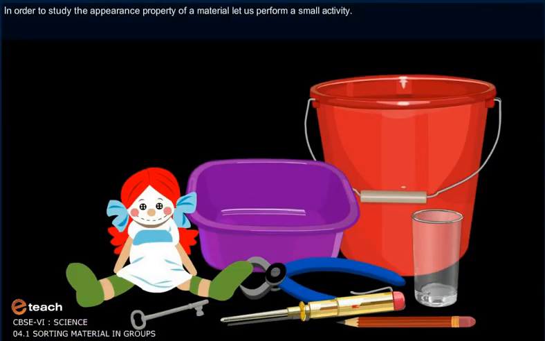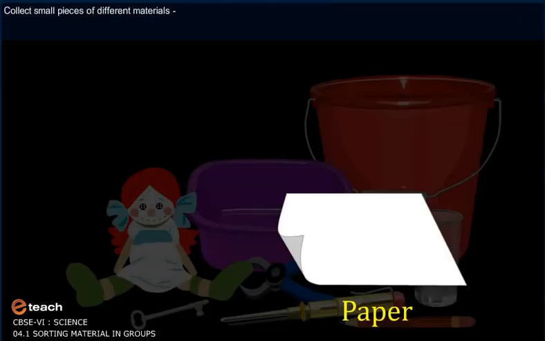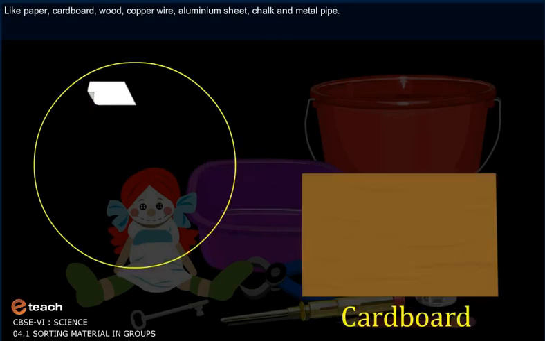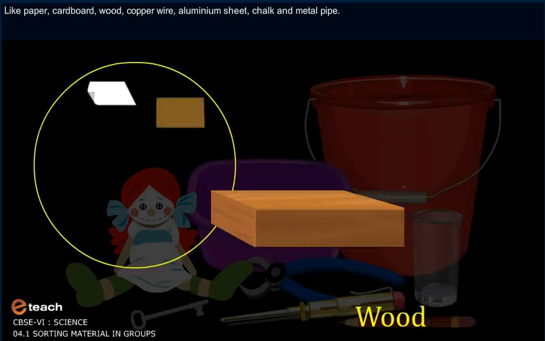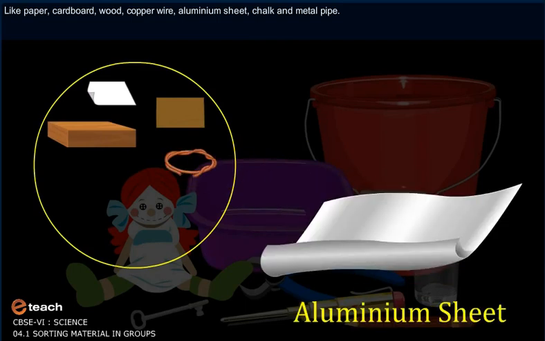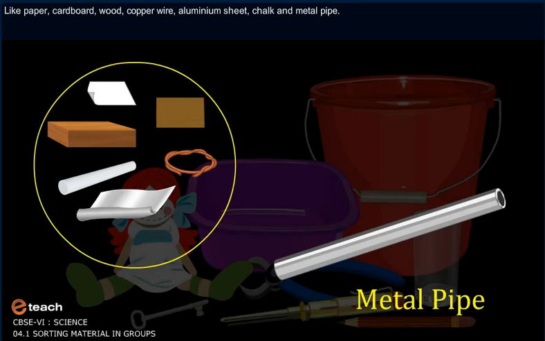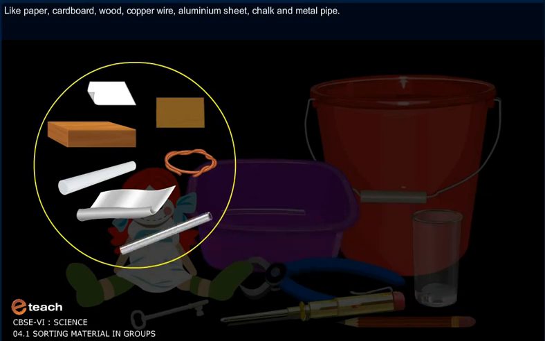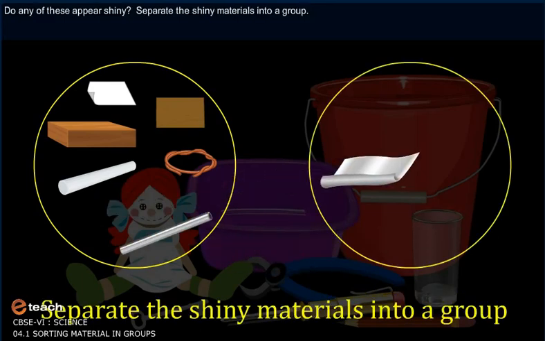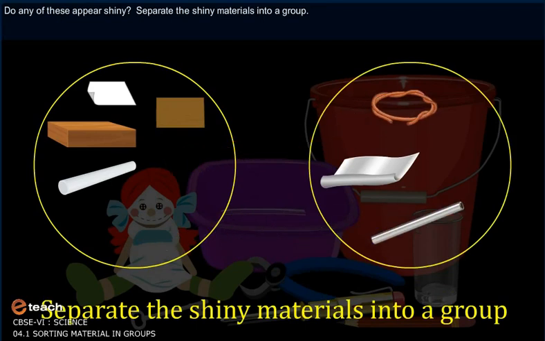In order to study the appearance property of a material, let us perform a small activity. Collect small pieces of different materials like paper, cardboard, wood, copper wire, aluminium sheet, chalk and metal pipe. Do any of these appear shiny? Separate the shiny materials into a group.